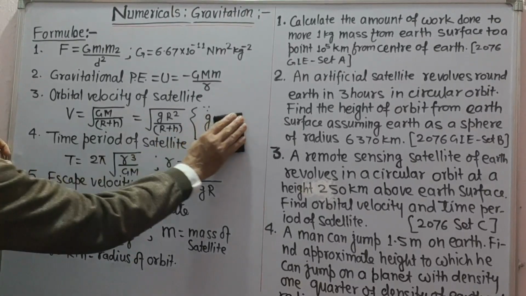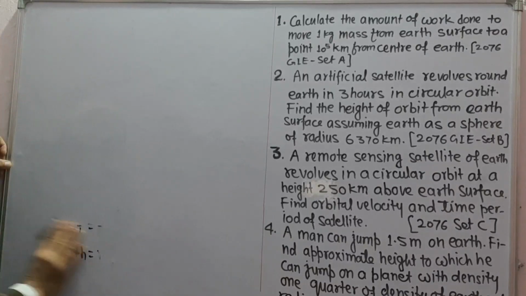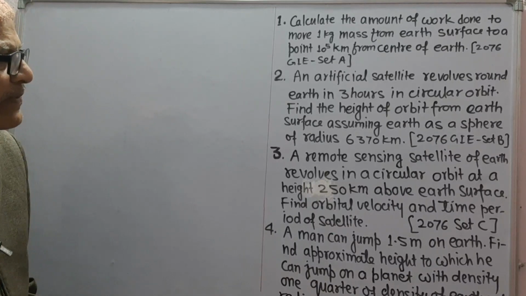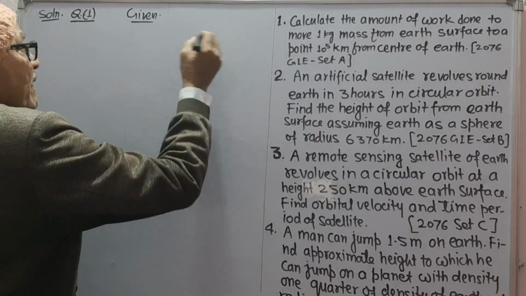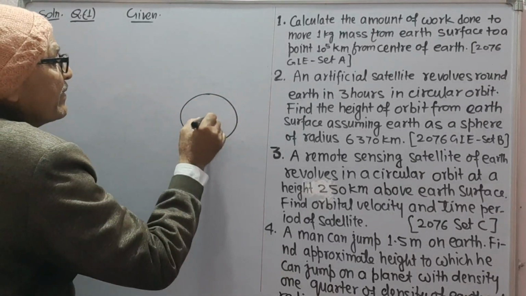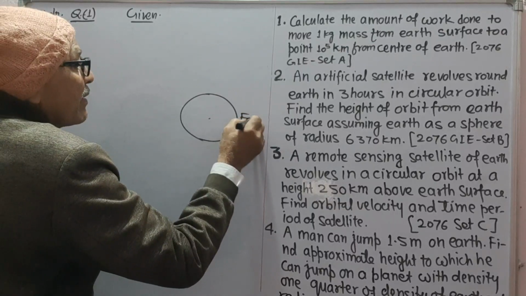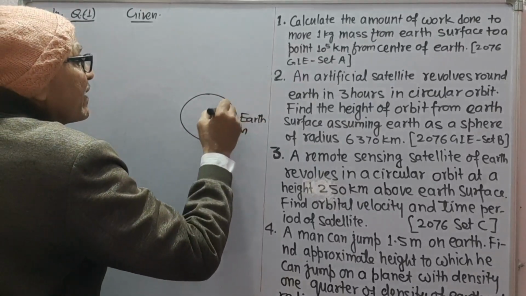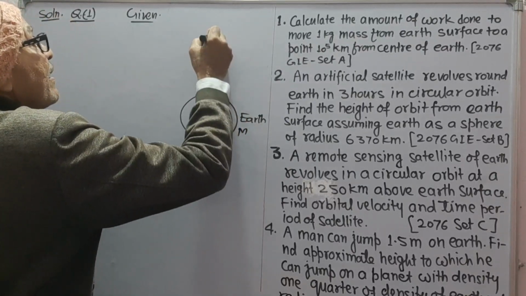Question number 1. The question is, calculate the amount of work done to move 1 kg mass from earth's surface to a point 10 to power 5 kilometer from center of earth. Given, suppose this is earth of mass M and radius capital R.